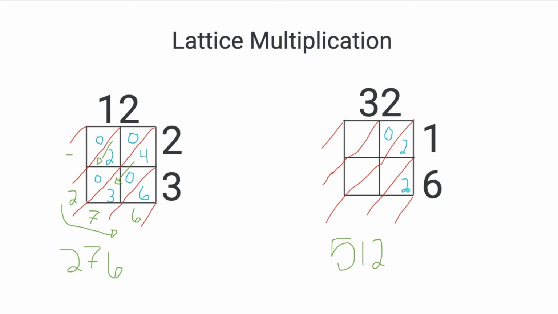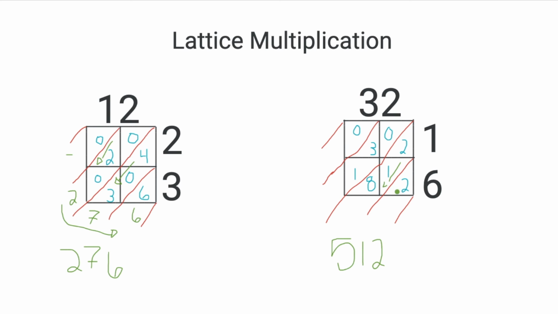Next, we have 3 multiplied by 1. That's just 3. And we have 3 multiplied by 6, which is 18. So we have a few more numbers this time around. Again, we're going to add them up diagonally. 2 is on its own. 8 and 2 is 10.